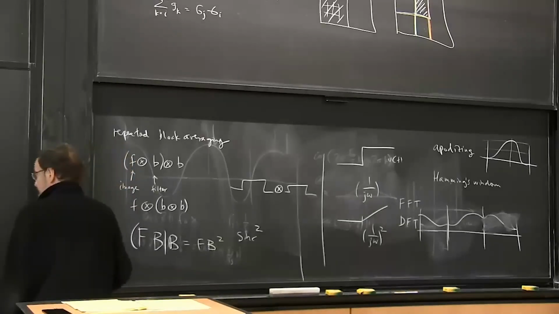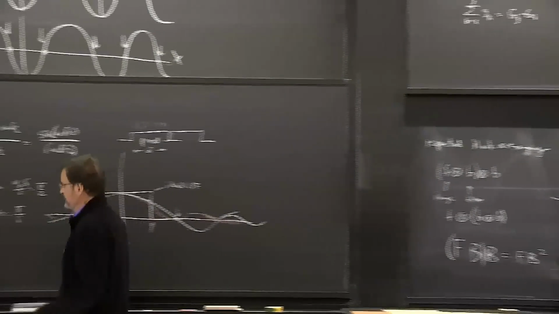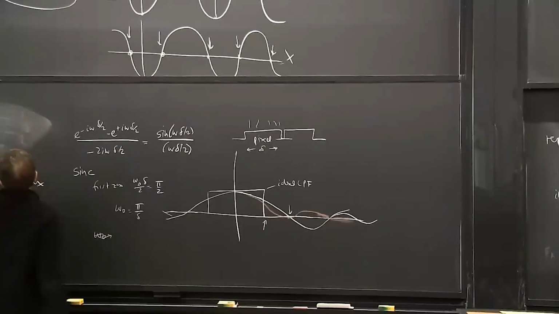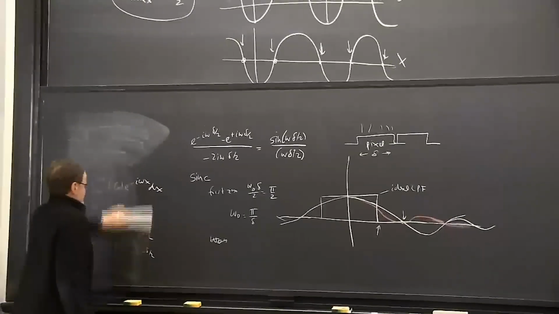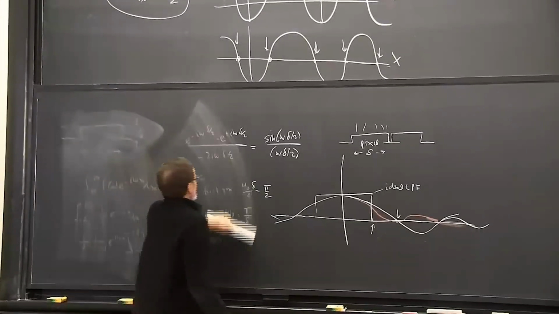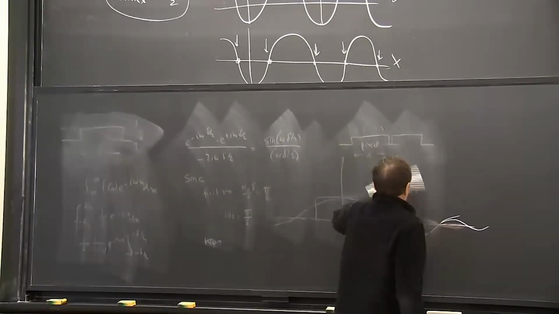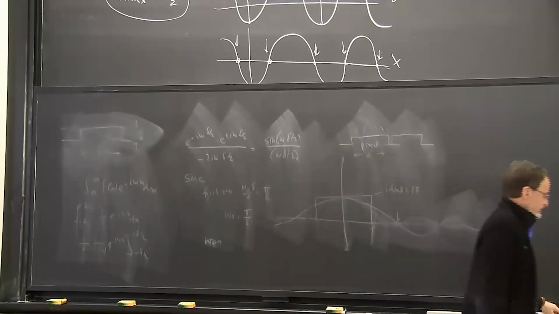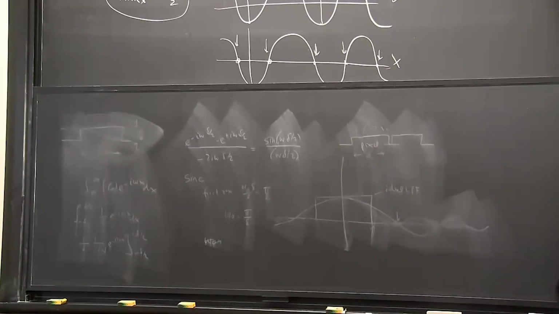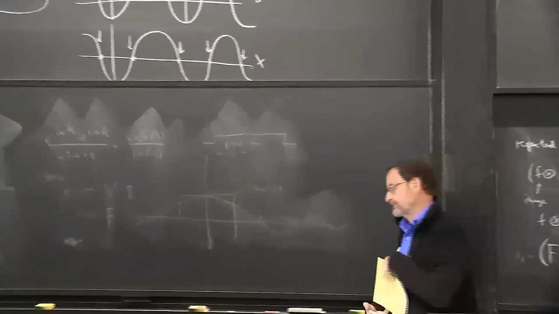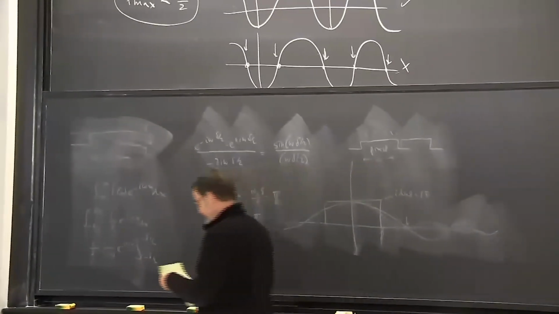OK, so we're going to look at some other examples of approximate low-pass filtering in 1D and then in 2D. And I just want to sort of remind you of some basic properties that we need. One of them is the filtering property, the sifting property of the unit impulse.